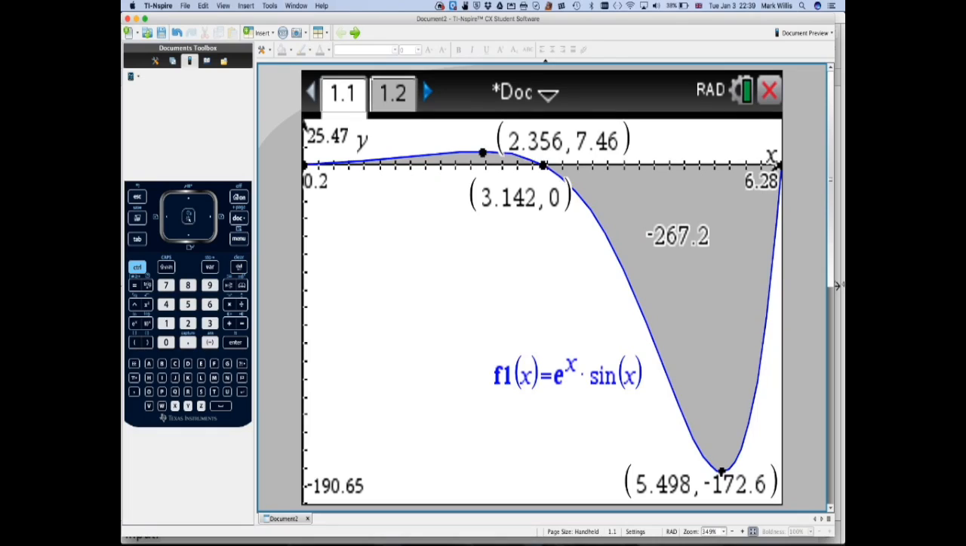Okay, for displacement you do not need to take into account whether the area is above the curve or below the curve. This tells you how far it is away from the point 0, and you'll see this in the very last applet that I got for you. So the displacement is going to be minus 262.2.